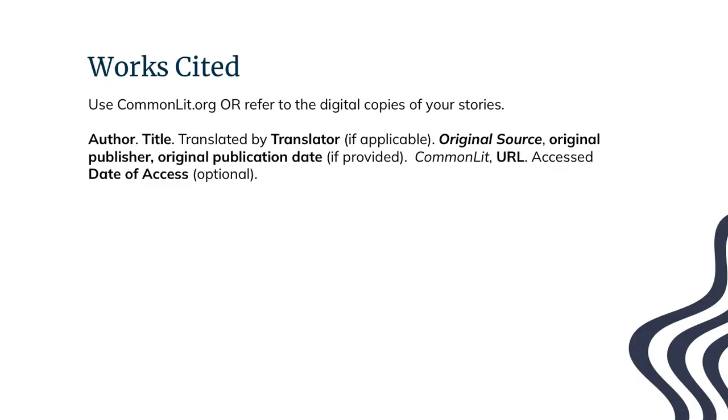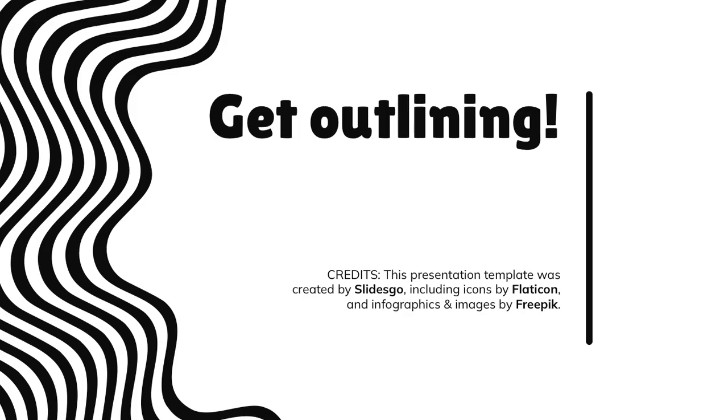All you have to do is the works cited. So you should have 2 entries for this essay, the 2 stories that you worked with. There are a ton of resources online about correct MLA bibliographic citation. Please make use of them. And that's everything. Go ahead and get outlining.